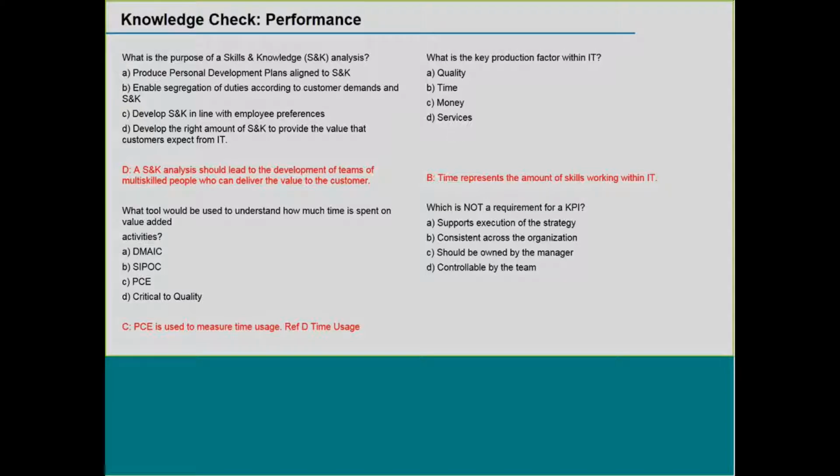Which is not a requirement for a KPI? Supports the execution of the strategy, consistent across the organization, should be owned by the manager, or controllable by the team. And the answer here is C, owned by the manager. That's not really what we're looking for in KPIs, right? We want to ensure that KPIs are relevant to the work that's being done at a particular level within the organization.